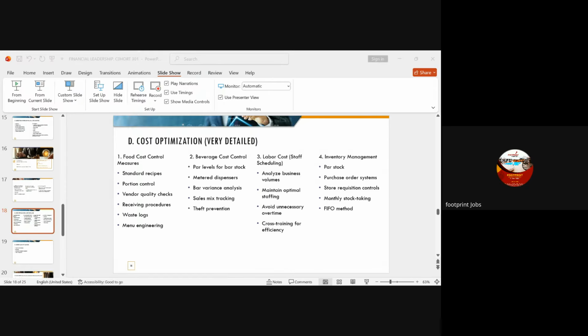But you will be able to do this. So you're not increasing your cost for the owners. You're not increasing your budget. All you're doing is that you've looked at your sales mix and you know which one does better and which one doesn't do better. And lastly, theft prevention.